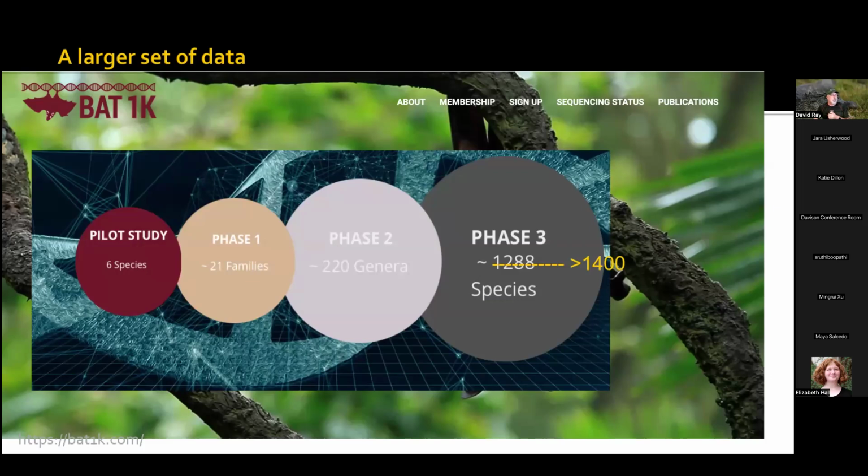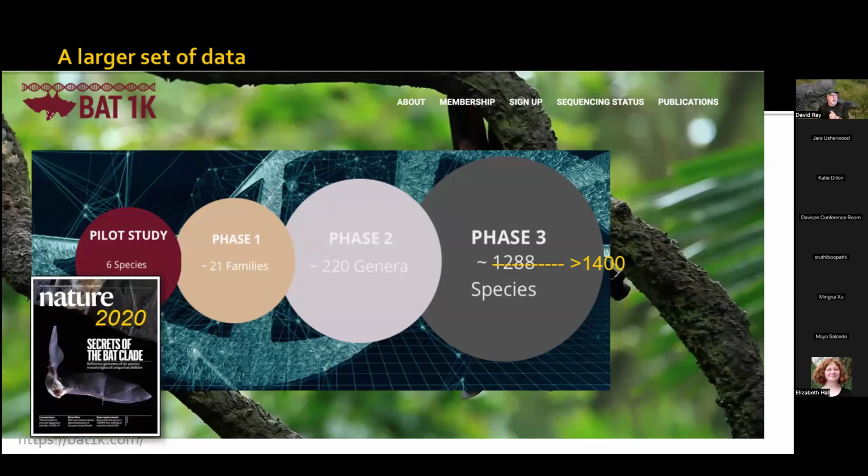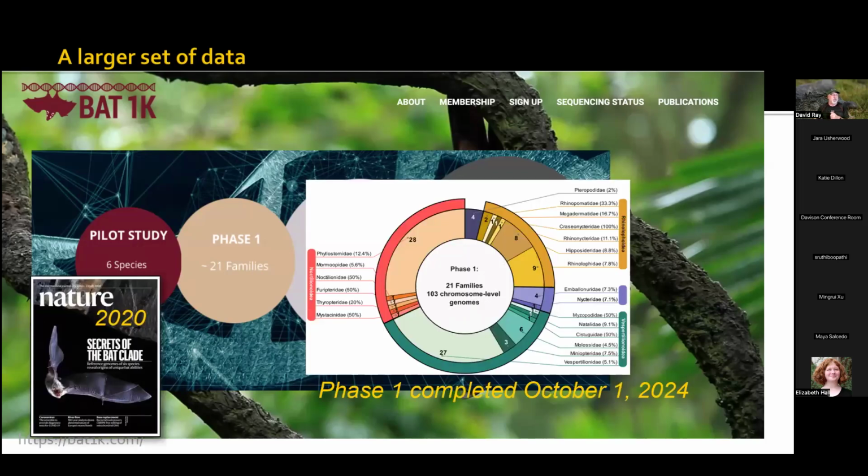We finished the pilot study a couple of years ago, and literally 2 weeks ago, we actually finished phase 1, which is to sequence and assemble the genomes of 103 bat species, at least one representative from every bat family. If you're interested in participating in this, the data are there and available. You just have to make sure that you agree to the rules for sharing. But it's there, and we'll happily share it with you as long as you agree to those rules.